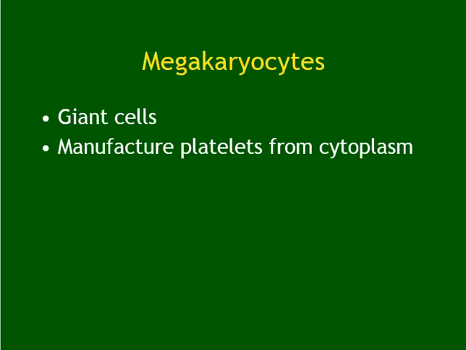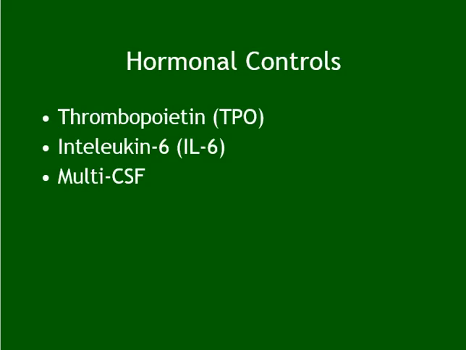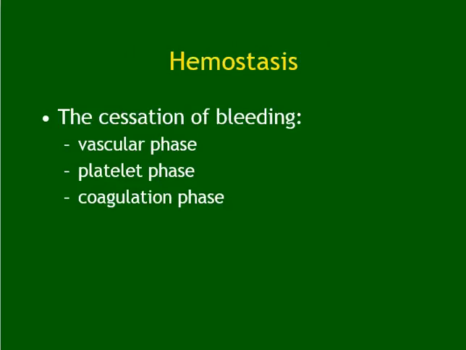We make the platelets from megakaryocytes. Megakaryocytes break down into platelets. So megakaryocytes are like the mother cell of the platelets. You break it down to make platelets. TPO, interleukin-6, and multi-CSF are the hormonal factors that regulate the process of production of platelets.